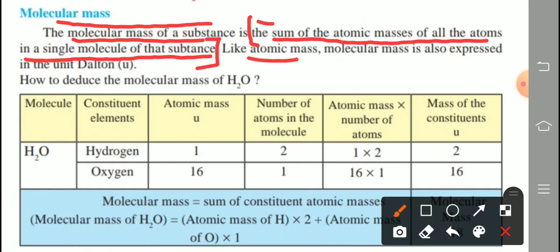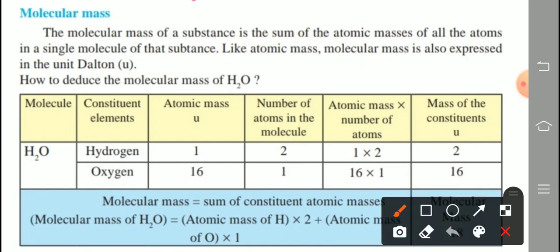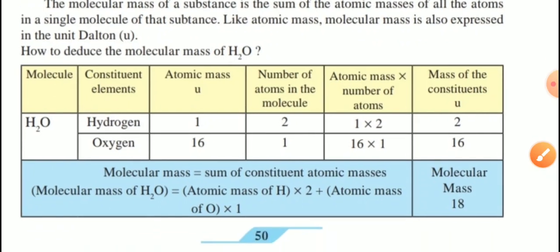Like atomic mass, molecular mass is also measured in the unit Dalton. Atomic mass is measured in Dalton, that is indicated by the small letter u. And molecular mass means nothing but the addition of atomic masses. That is why atomic mass as well as molecular mass are both measured in the unit Dalton, indicated by the small letter u.